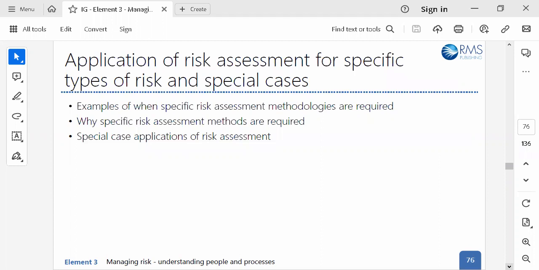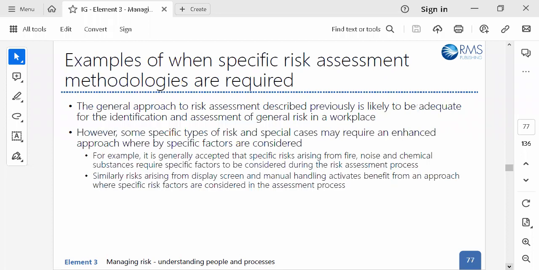Application of risk assessments for specific types of risk and special cases. Examples of when specific risk assessment methodologies are required. Why specific risk assessment methods are required. Special case applications of risk assessment. So we will discuss examples of when specific risk assessment methodologies are required.